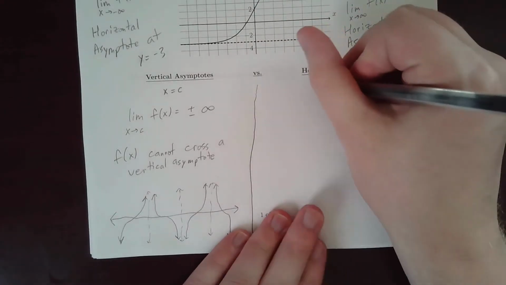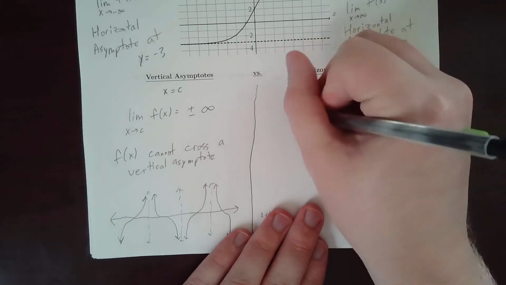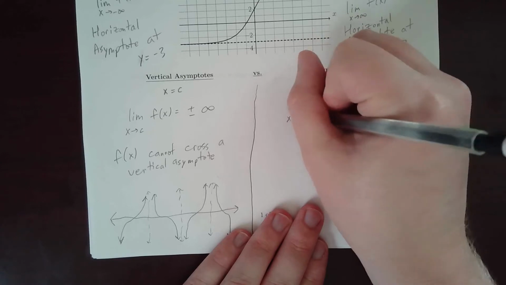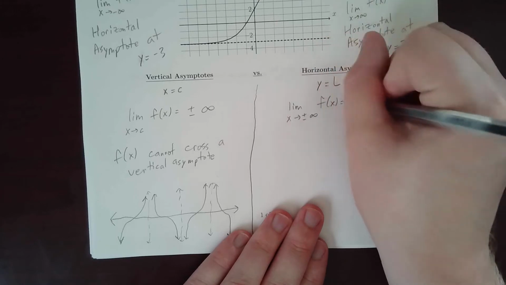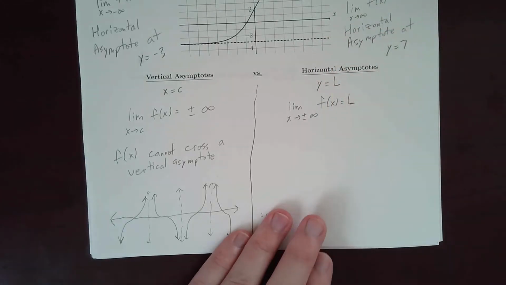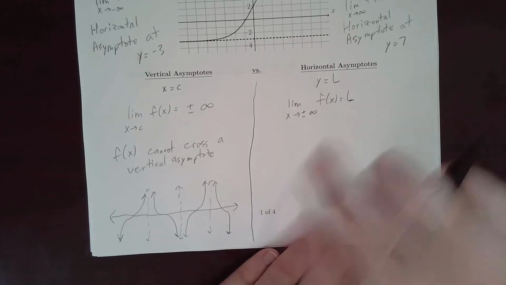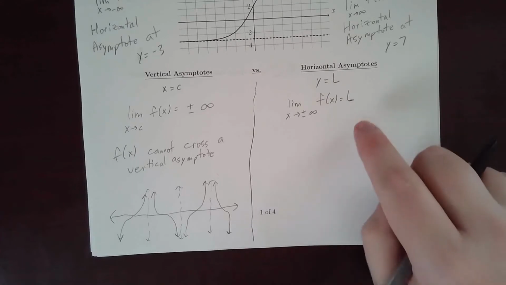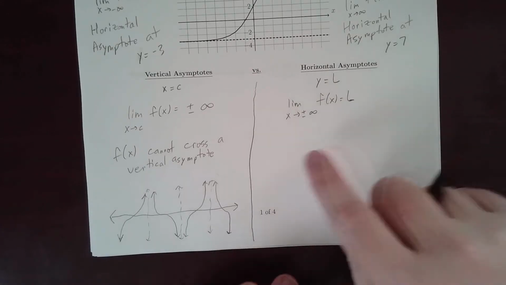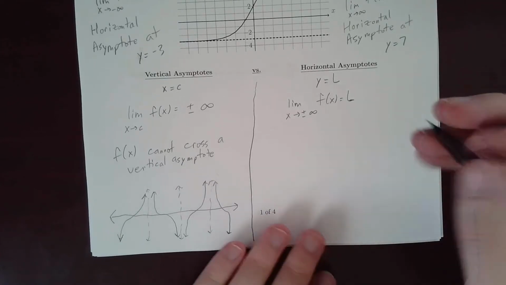However, when we're talking about horizontal asymptotes, these are of the form y equals L, and this is what happens when we have a limit as x approaches positive or negative infinity of the function equals some value L. Now it is possible to have something where this isn't a number and we just don't have a limit. Maybe it blows up to infinity or it becomes negative infinity. Then we wouldn't have a horizontal asymptote. But if we do approach some value, then we'll have a horizontal asymptote.